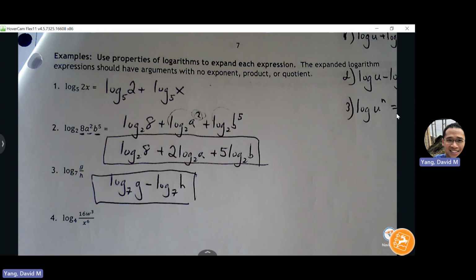Okay, so try number 4. We have 16 and w cubed up top, and we've got x to the 6th in the bottom. So we know that 16 and w cubed will get the positive treatment, and then the x to the 6th will be a minus.